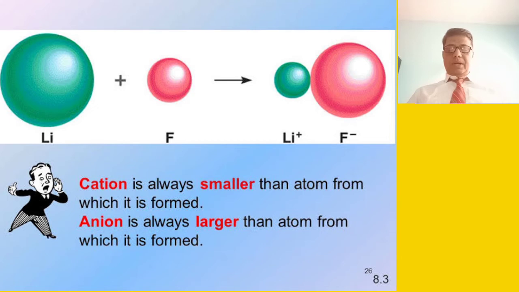So why is a cation smaller than the atom? Because it contains fewer electrons than the atom. As we remove electrons from the original atom, the number of electrons in the next species, that is the cation, becomes less. So the nuclear charge is the same.